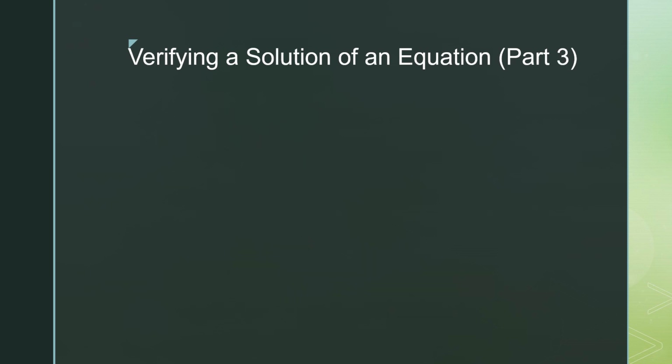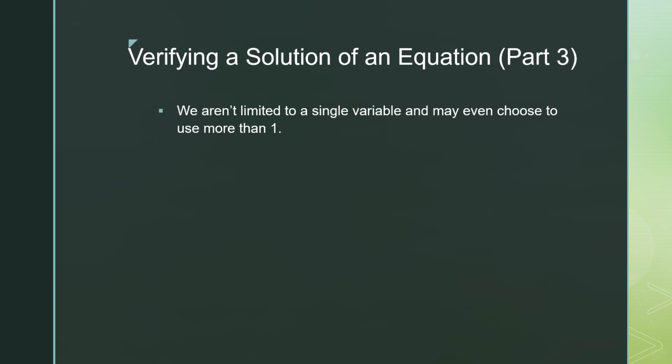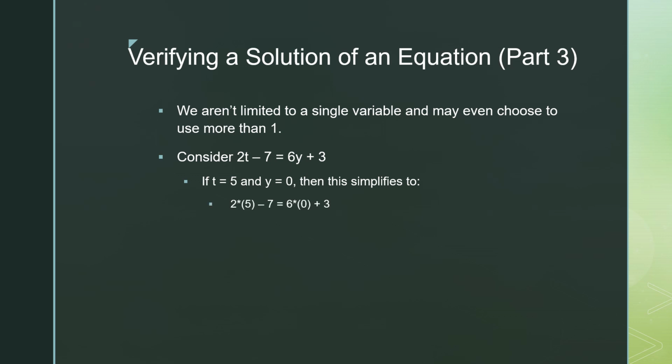The other thing that you should be aware of is that we're not limited to a single variable and can often choose to use more than one. So something like 2t minus 7 equals 6y plus 3. Well, if t equals 5 and y equals 0, then after some basic arithmetic, you can see here, we will get 3 equals 3. And we know that that's true, so we know that the input we gave, which was t equals 5, y equals 0, is a solution.